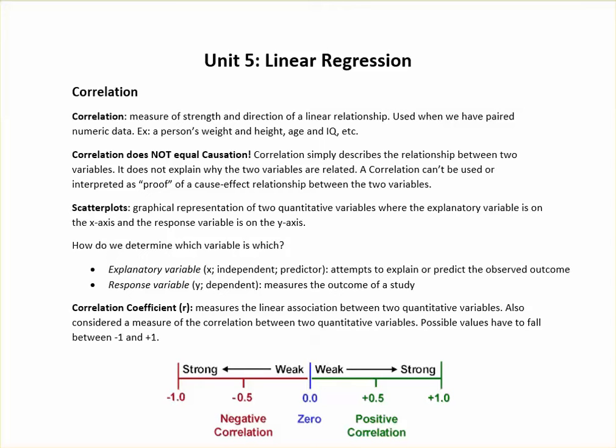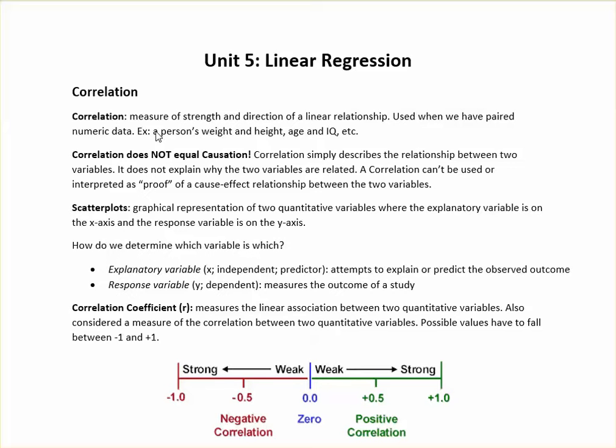Hi, this is Kona, and I'm talking about what's covered in Unit 5, which is linear regression. Part of that is correlation, and then simple linear regression. A correlation is just a measure of the strength and direction of a linear, so straight line, relationship.